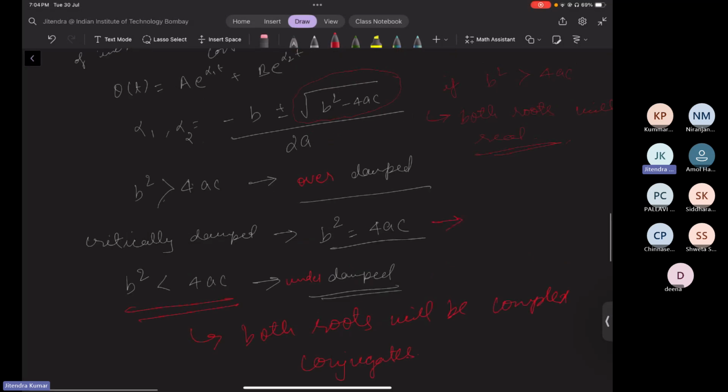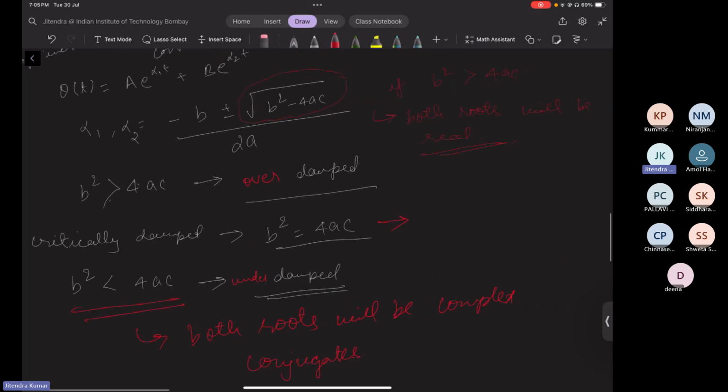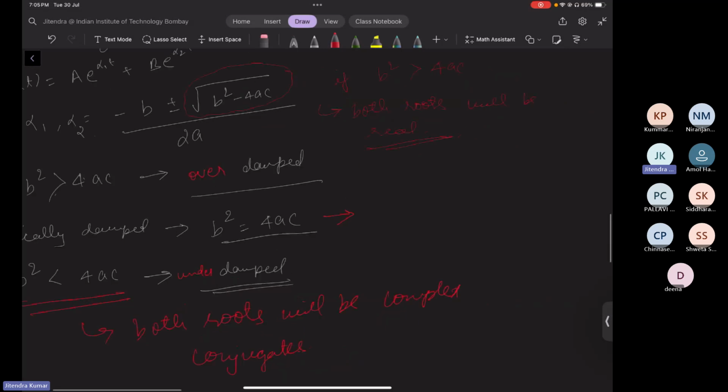And what happens in critically damped? What will be the relationship between both roots? Will they be real or complex, or real and unequal, real and equal? What type of nature will be there? So basically, B square is equal to 4AC, so the second term will die down. So we will be left with only one term. So real and equal, right? Am I correct?